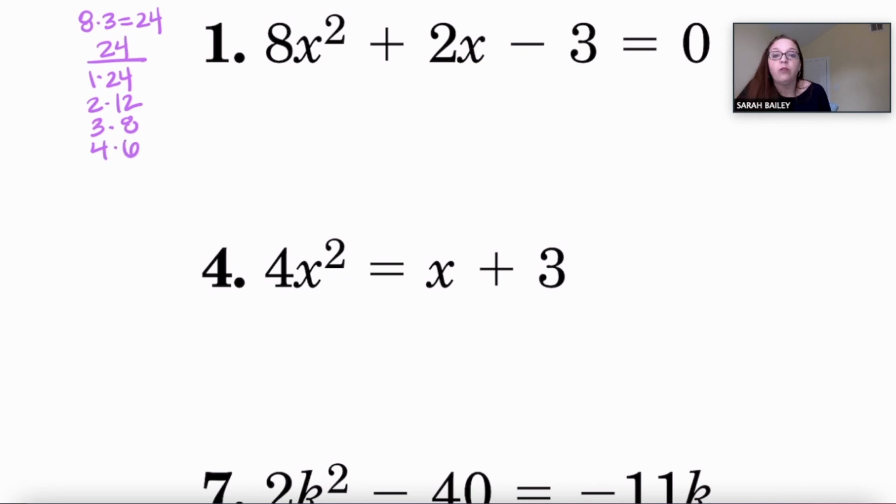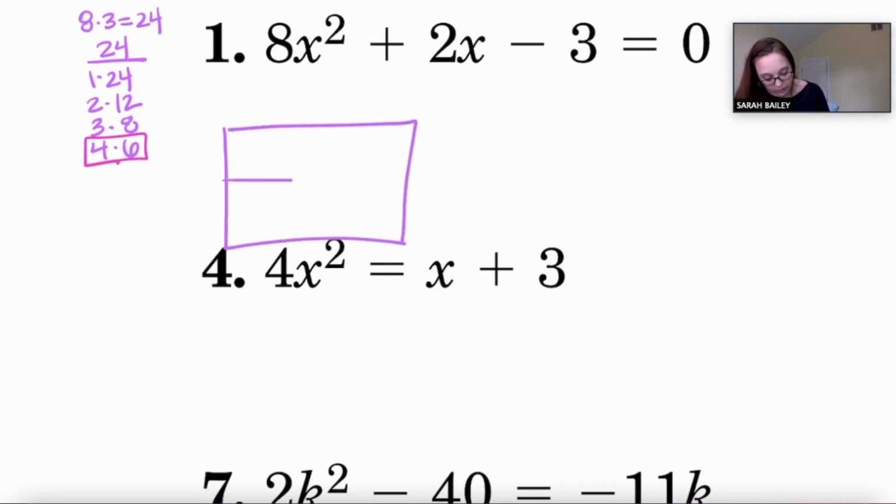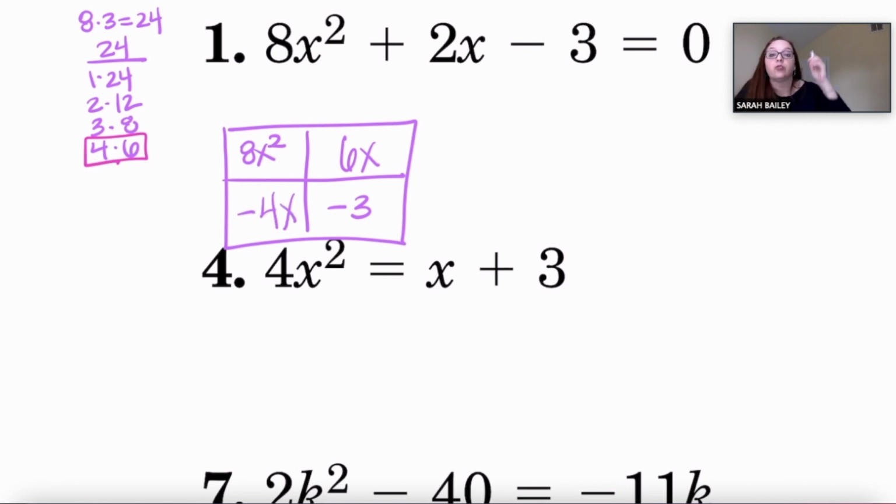Okay, and now we're looking for a pair of factors that would give us a positive 2, so that's going to be right here. Okay, now I'm going to do my box method here. We know that 8x squared would be in the upper left and the negative 3 in the bottom right. And the 4 and the 6, we're trying to get a 2, so a positive 2. So it's going to be a positive 6x and a negative 4x. And now we're going to factor.